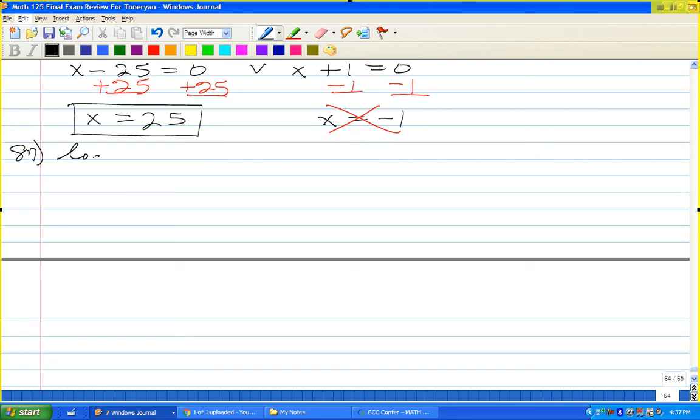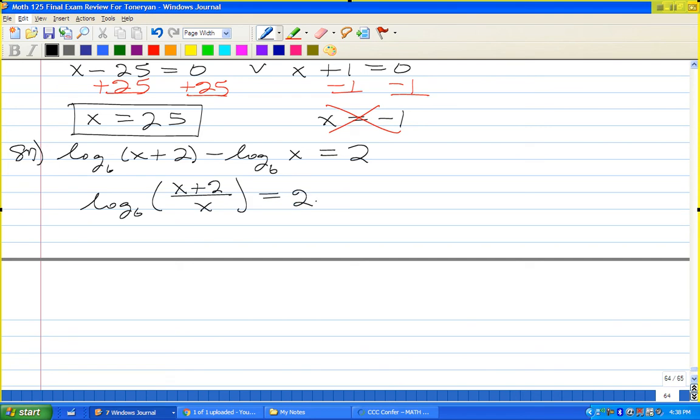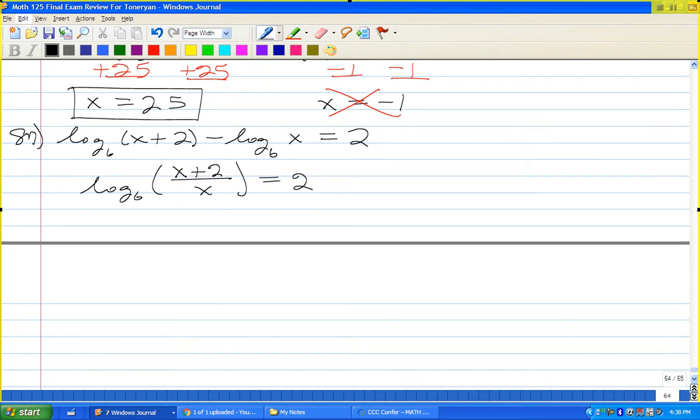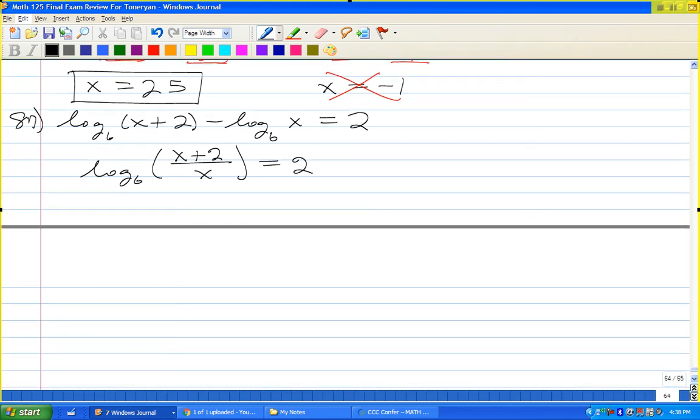Log base 6 of x plus 2 minus log base 6 of x is equal to 2. So again, the difference of logs is the same as the log of the quotient. So this is log base 6 of x plus 2 over x equaling 2. Let's rewrite this logarithmic form as an exponential form. The base is 6, the exponent is 2, and the result is x plus 2 over x.